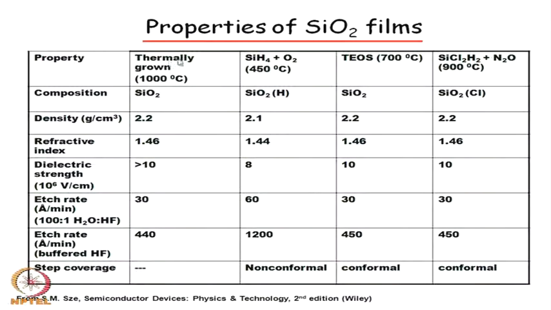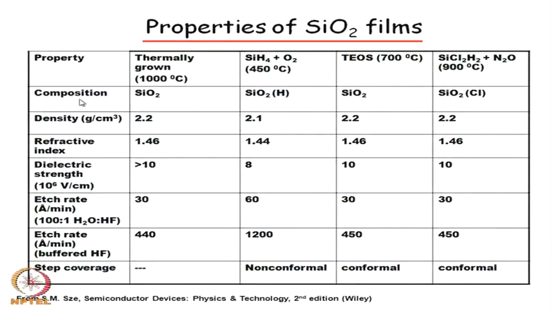One is the thermally grown, which is carried out at 1000 degree centigrade, quite high temperature, or silane oxygen reaction, which is a low temperature process, 450 degree centigrade. Another is the intermediate temperature range, TEOS at 700 degree centigrade, it is basically the decomposition. The other is the reaction of nitrous oxide with dichlorosilane at 900 degree centigrade, it is a high temperature process. So, 4 processes we have adopted, and the properties we have enlisted in this table.